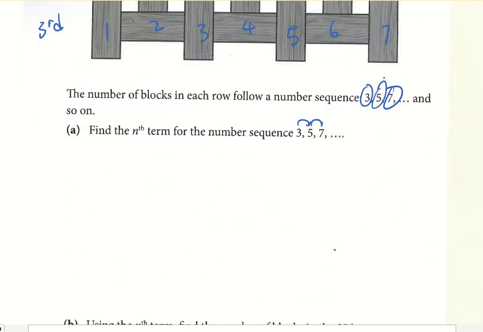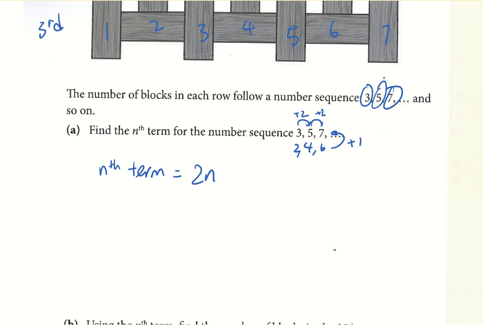Notice that we just need to plus 2. So the nth term definitely will have a 2n. So put on a 2 times table. 2, 4, 6. So to get back to the original, you just need to plus 1. So 4 plus 1 is 5, 2 plus 1 is 3, plus 1. Okay, so we have done part A.